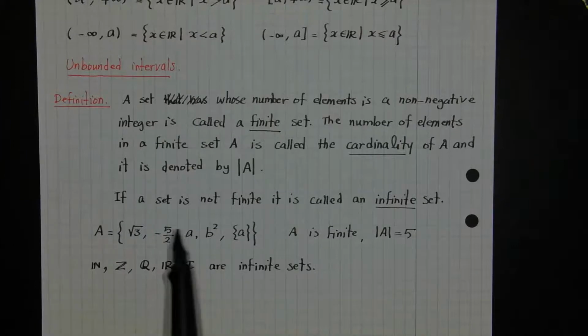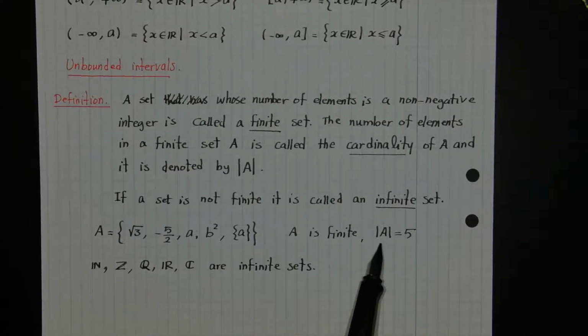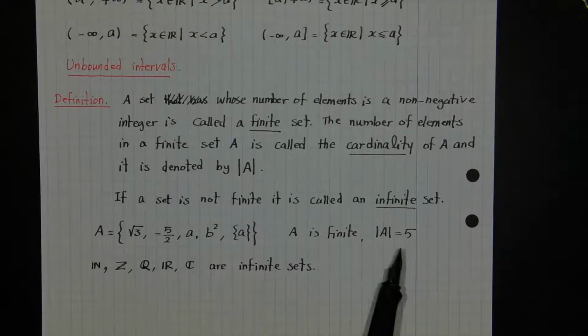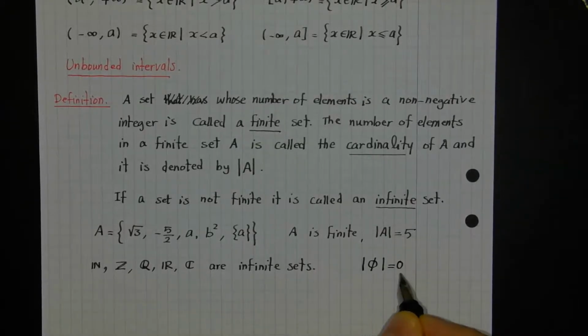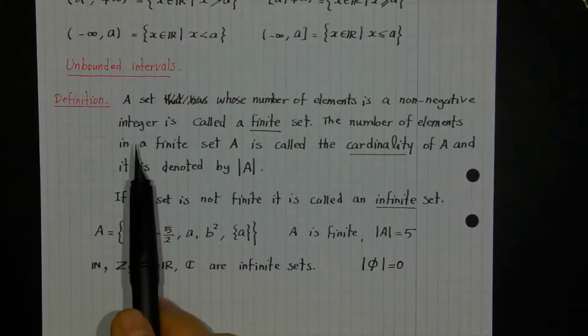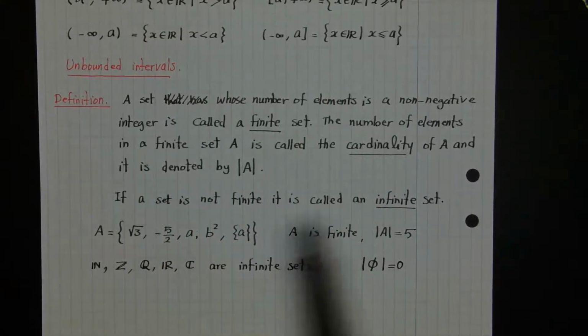So if the number of elements of a set is a non-negative number, the reason that I mentioned non-negative is because it can be 0. So let me just tell you, for example, the cardinality of the empty set is 0. 0 is not a positive number, it's a non-negative number.